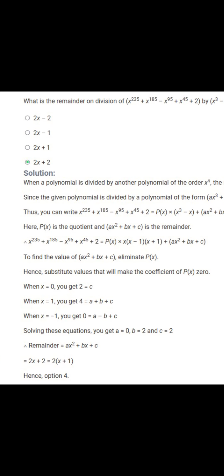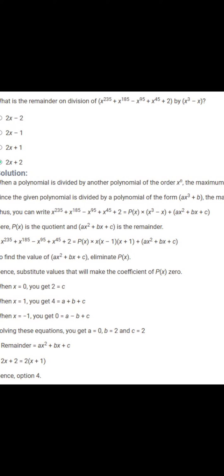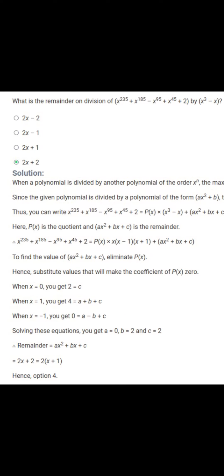So we know that x cube minus x can be written as x into x minus 1 into x plus 1. So we can write the whole equation as x to the power 235 plus x to the power 185 minus x to the power 95 plus x to the power 45 plus 2 equal to p(x), which is the quotient, into x into x minus 1 into x plus 1, plus the remainder, which is ax square plus bx plus c. So now to eliminate p(x), we can take the value of x as 0, 1 or minus 1.